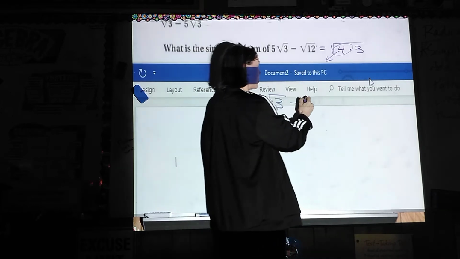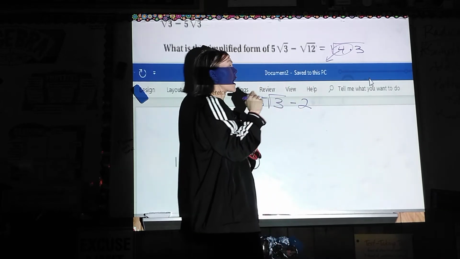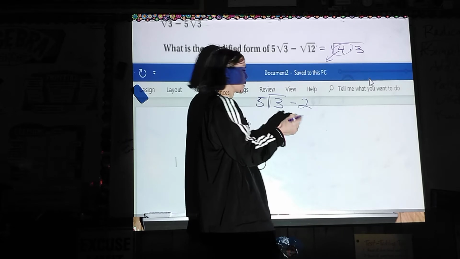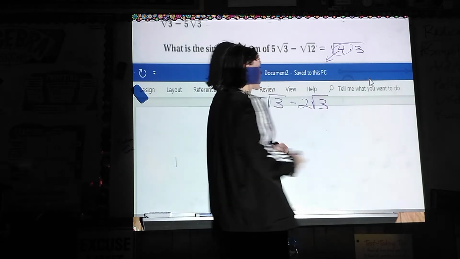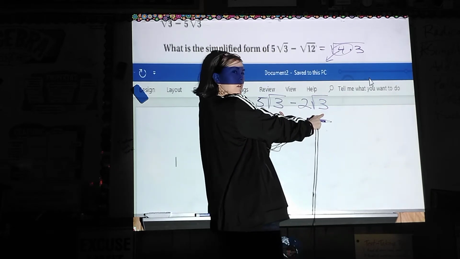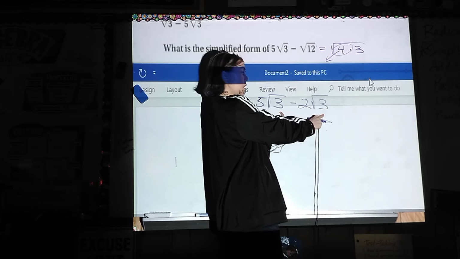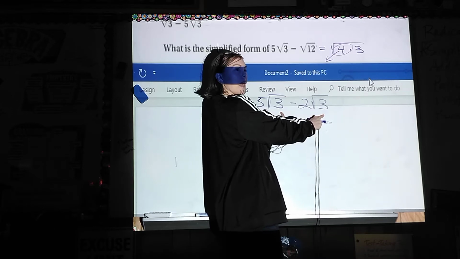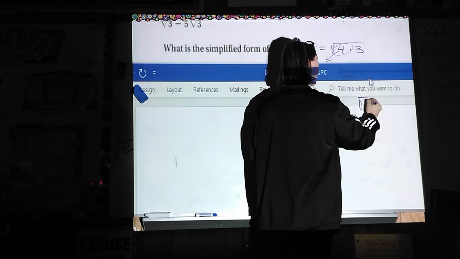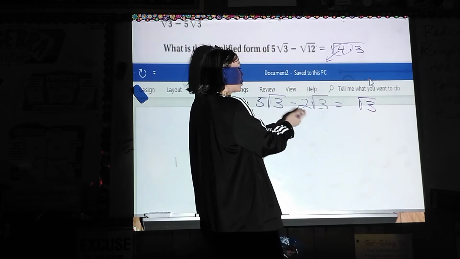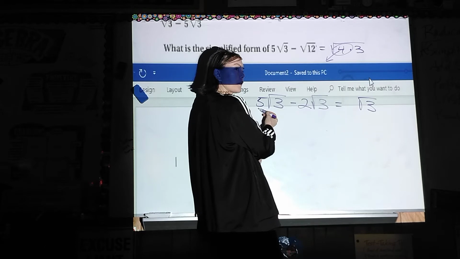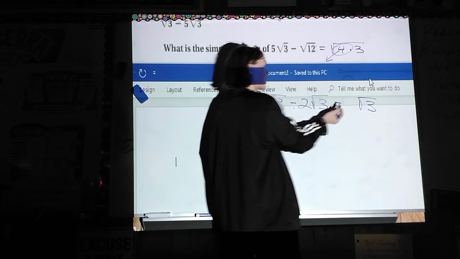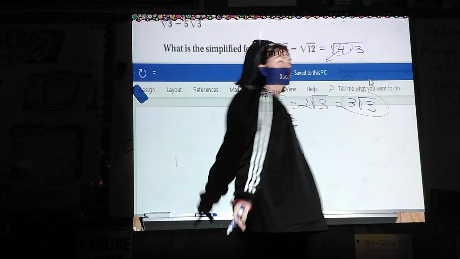Which is 2. Okay, and what is still left over? Radical 3. So now, do they look identical? Yes, they do. So can we now combine them? Yes, we can. So how do we do that? Bring over the radical 3 and then just do what it says in front of it. A positive 5 and a negative 2 combined would give you a positive 3, and you're done.